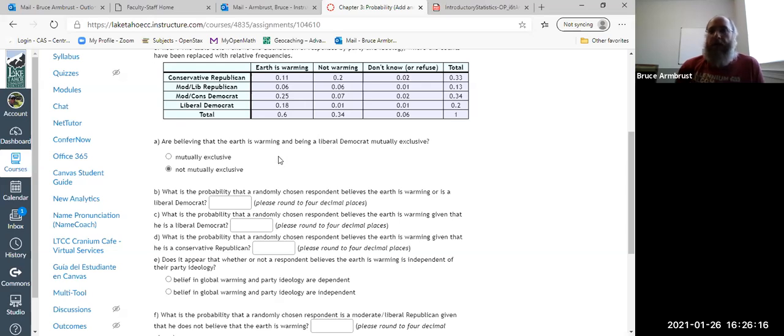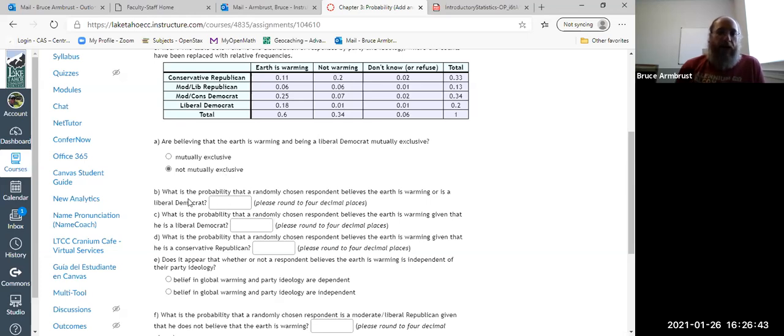It's also possible that we could say, is believing the Earth is warming and believing the Earth is not warming, well, those would be mutually exclusive, because you don't think the Earth is warming and not warming at the same time. But in this case, since that entry isn't 0, we know that these are not mutually exclusive.